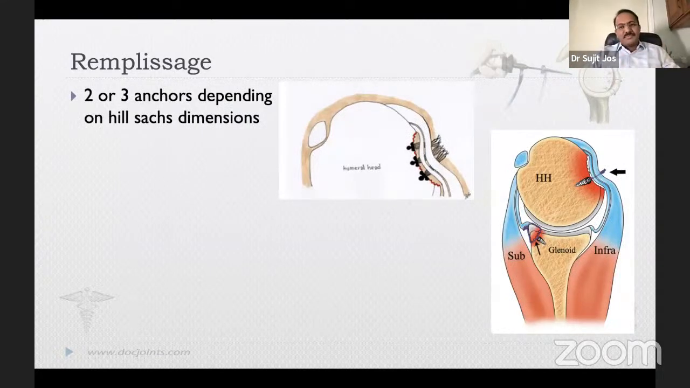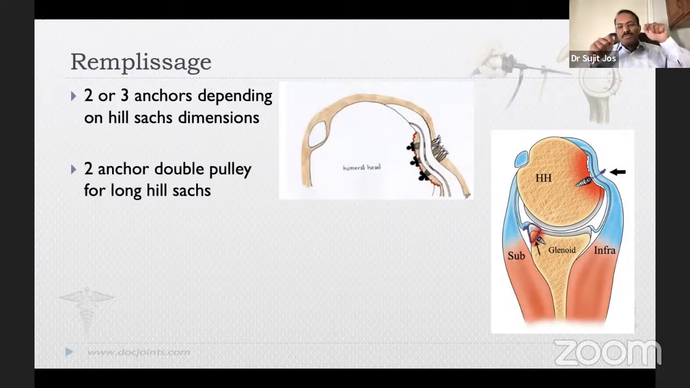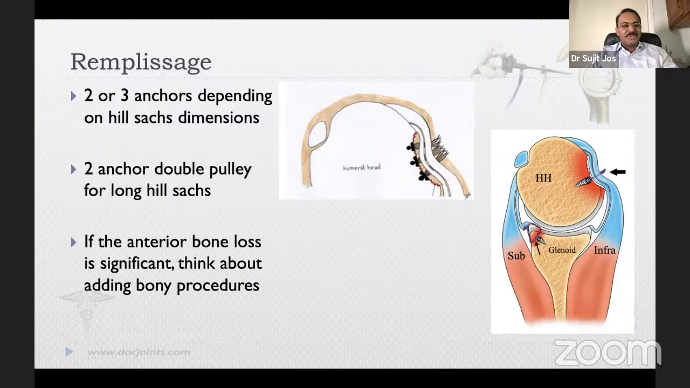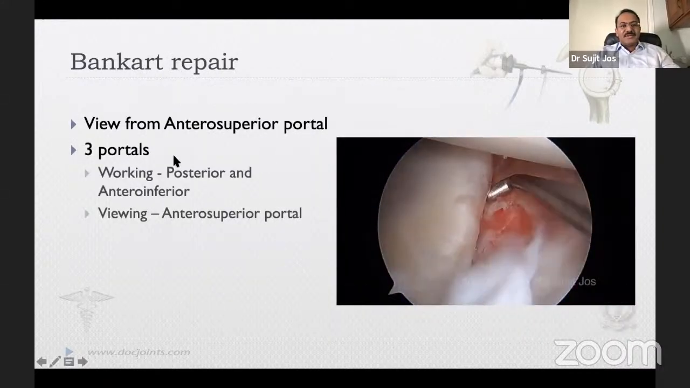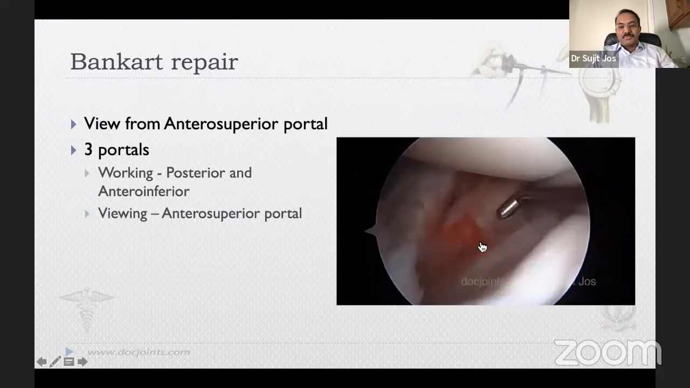You can use different methods. There are 2 anchor methods. You can either also use a double pulley method. You single load 2 anchors and tie them one over the other, but this technique works fine for me. I take hardly 15 minutes to do that. And that's the Bankart repair, viewing from the anterior superior portal.